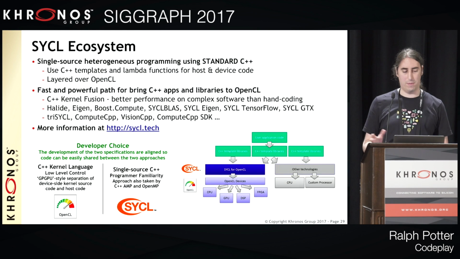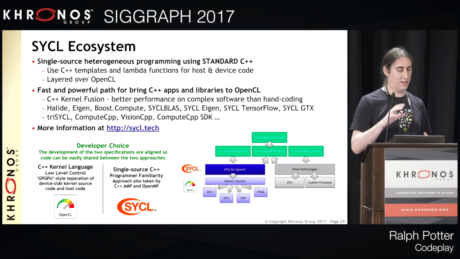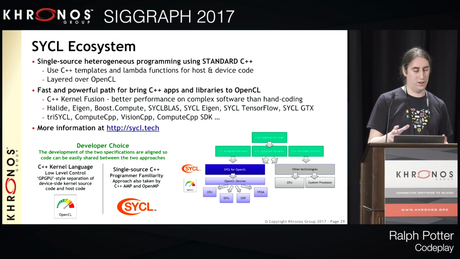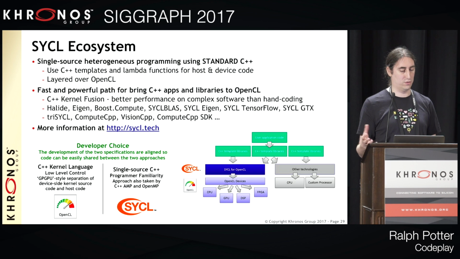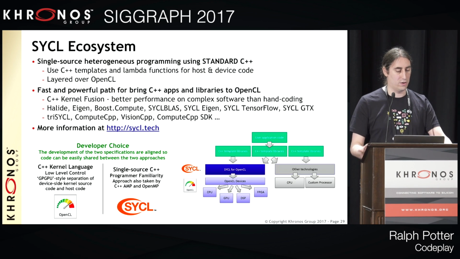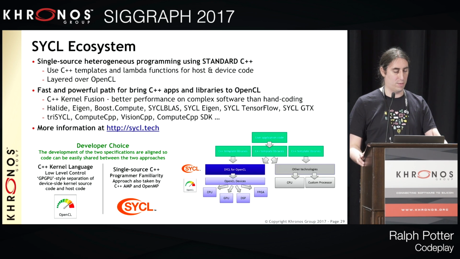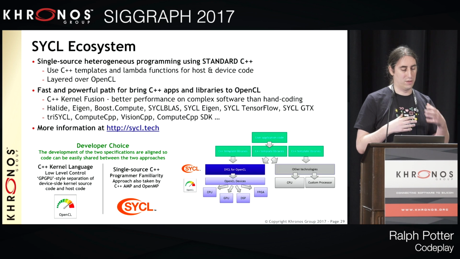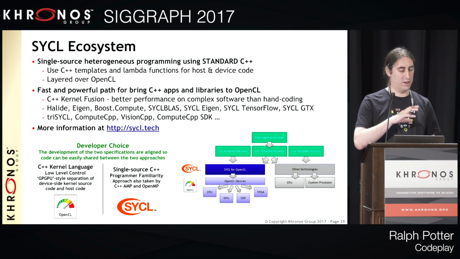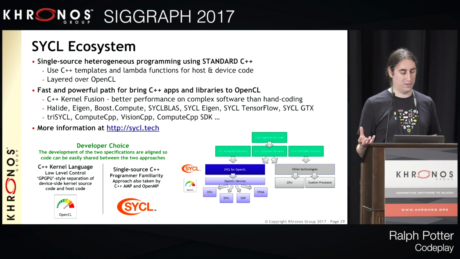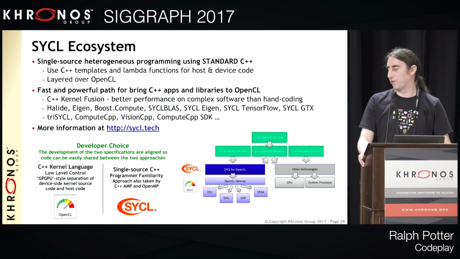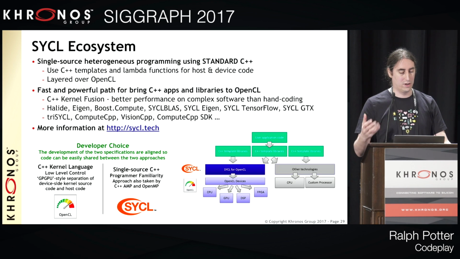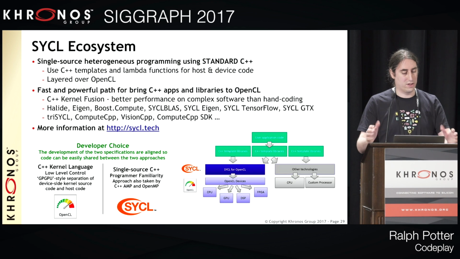So just to wrap up, SYCL gives us a single source programming model where we can use standard C++. We can express kernels as lambda functions or C++ functors, and it's all layered over OpenCL, so we get OpenCL compute performance, but with a nice, convenient C++ programming model. We get the benefits of things like kernel fusion by being able to make use of the C++ template system. And if you'd like more information, then we have this SYCL Tech website where we're posting news and updates on the whole ecosystem as we go along.